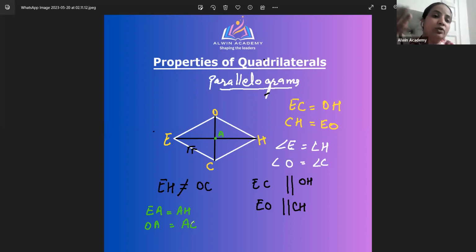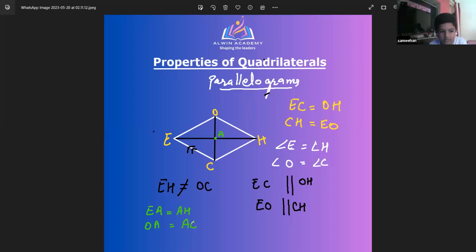We have discussed sides. Opposite sides equal, opposite sides parallel, opposite angles equal, but diagonals not equal and diagonals bisecting each other. Ma'am, adjacent angles. Very good, very good. So adjacent angles are what, Samihan? Ma'am, supplementary. Very good. That means if E is 70 degrees, what is angle O?